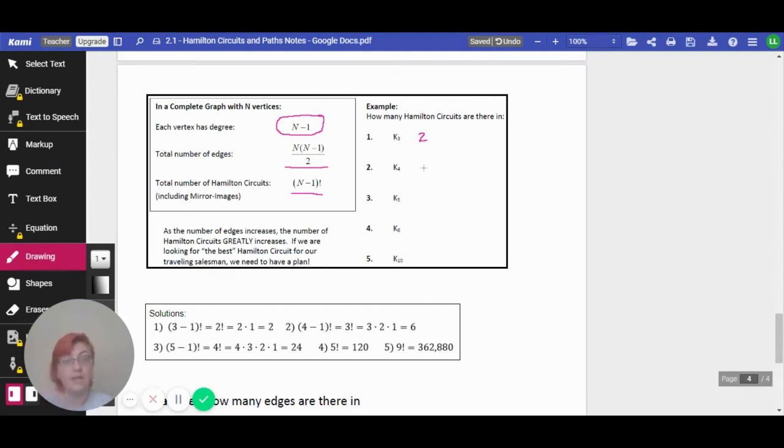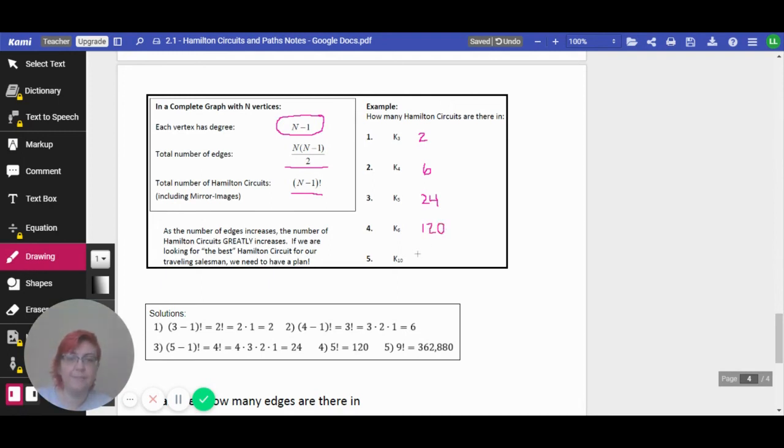For a K4, n minus 1 is 3. 3 times 2 times 1 is 6. Or you could do 4 minus 1 factorial in your calculator. All right, K5. 5 minus 1 is 4. And 4 times 3 times 2 times 1 is 24. K6, all right, n is 6, so n minus 1 is 5. And 5 factorial, or 5 times 4 times 3 times 2 times 1, is 120.